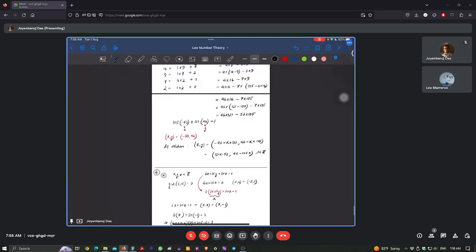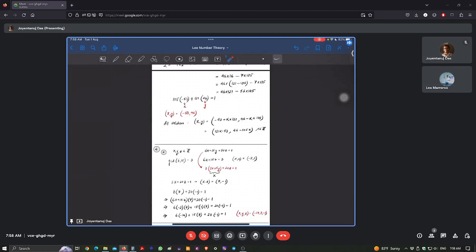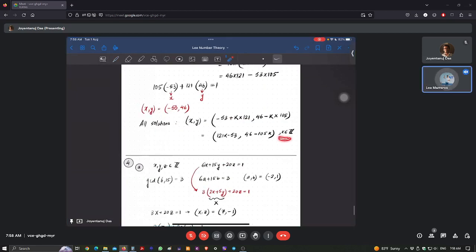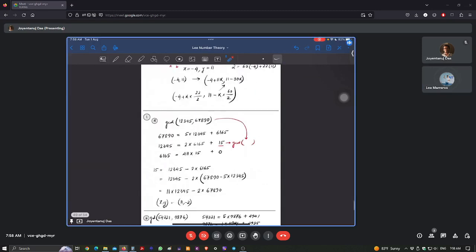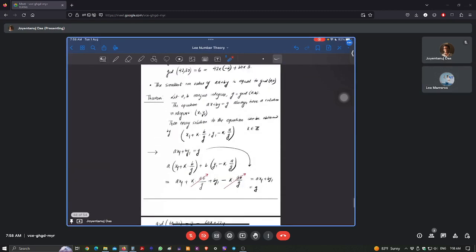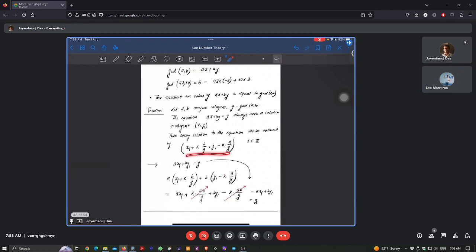So all solutions we know are of this form, right? Where k is... that was the solution. I think we did it here somewhere, right? So this was the solution. If I know one solution, then I can write all the solutions like this, right? Here GCD is 1, so this will not matter.